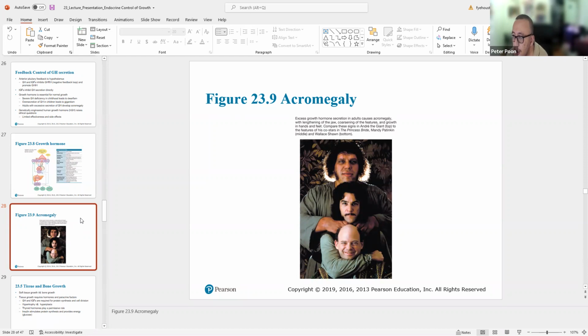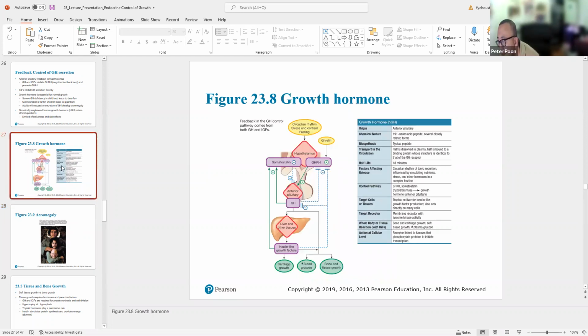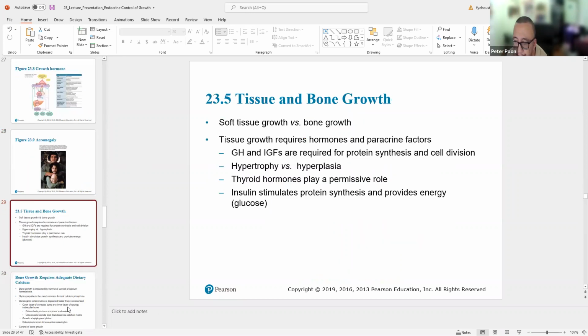And then Mandy Patinkin in the middle, and he's relatively normal size. And then Wallace Shawn on the bottom, I don't think he truly suffers from dwarfism, but he's fairly short and probably has lower levels of growth hormone than normal. Growth hormone.